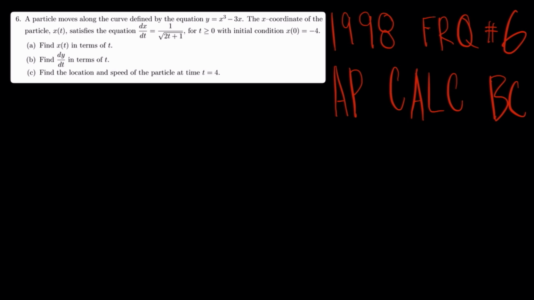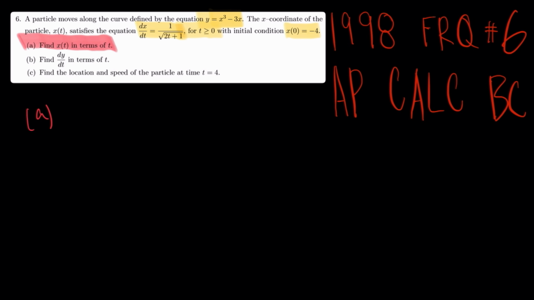We are told that a particle moves along the curve defined by the equation y equals x cubed minus 3x. The x coordinate of the particle, x of t, satisfies the equation dx/dt equals 1 over the square root of 2t plus 1 for t greater than or equal to 0, with the initial condition x of 0 equals negative 4. For part A, we are asked to find x of t in terms of t.